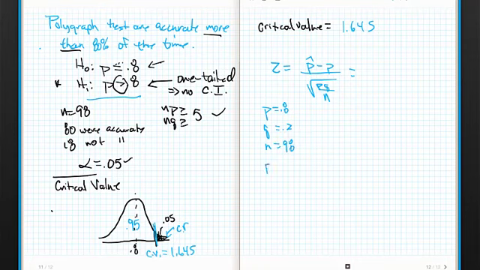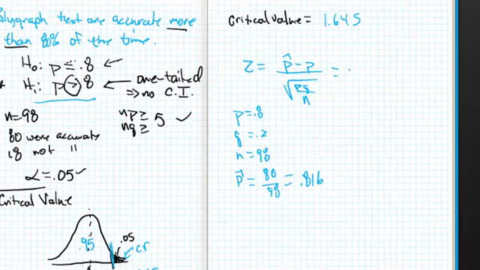And p hat is going to be what? Well, it said that 80 out of the 98 were accurate. I know that's a little bit confusing because of this 0.8 and this, but we're not afraid, right? 80 out of 98 is equal to 0.816. Now, 0.816 is bigger than 0.8, but I hope you're starting to get the idea here. Is it big enough? Okay, well, let's figure it out.